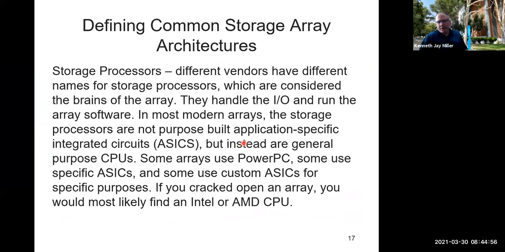All right. Now, those boxes are like computers, and inside of the system there is going to be a processor. Different vendors have different names for their processors, which are considered the brains of the array, right? They're the brain, just like our CPU is the brain of our system. Yeah, you could buy a house if you had 5 of those.